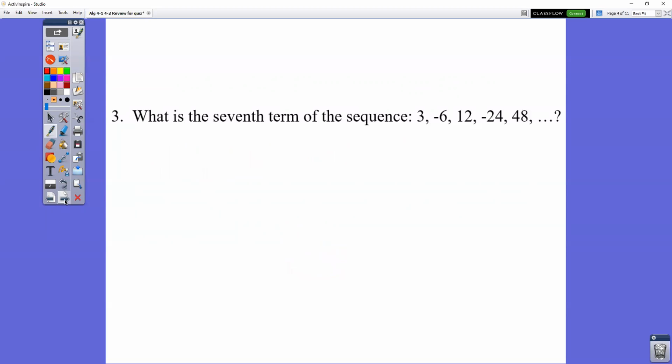Question number 3. What is the 7th term of the sequence? 3, -6, 12, -24, 48. Go ahead and find the 7th term of the sequence.